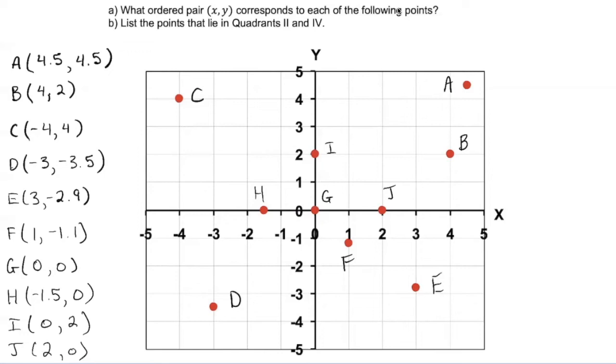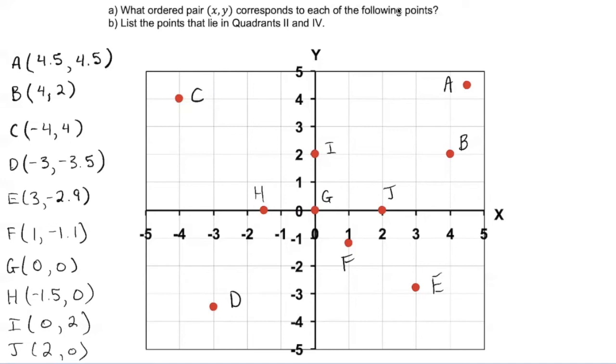We have our origin at G. H is an x-intercept on the negative side. I is a y-intercept with coordinates (0, 2), and J is an x-intercept with coordinates (2, 0). So be careful not to mix those up. Those often get mixed up, those last two.